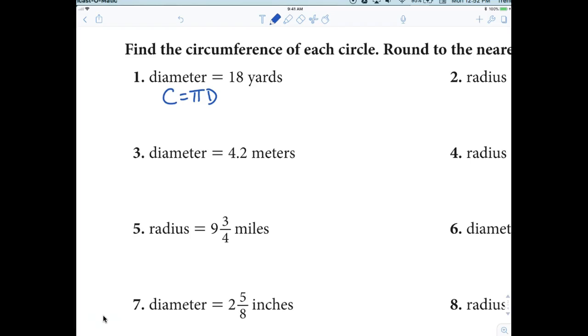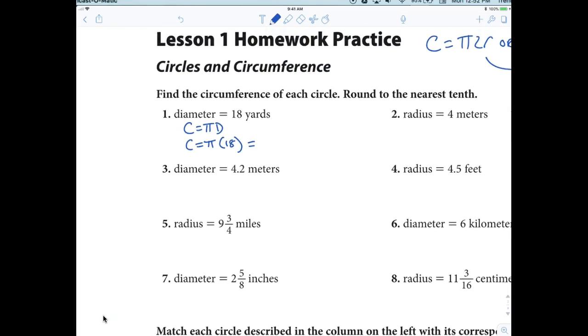The circumference is pi times d. So your circumference is pi times 18. Now it says round to the nearest tenth. So everybody do the pi button on your calculator. I don't want you to do 3.14, even though it really won't make a bit of difference. I'd like for you to get in the habit of using the pi button. And we're rounding it to the nearest tenth. So, Hanson, what's the answer to number 1? 56.5.